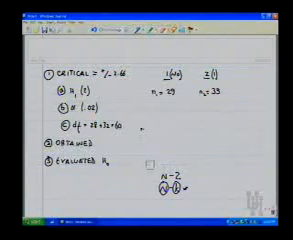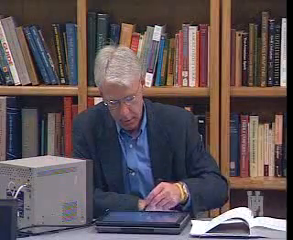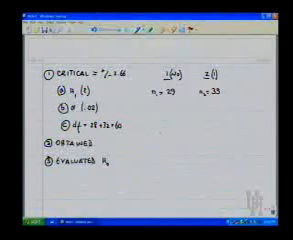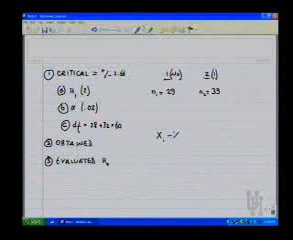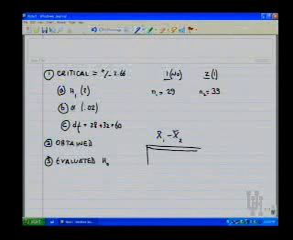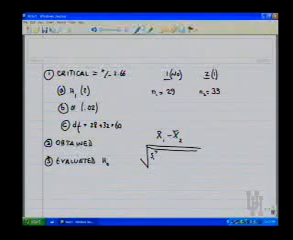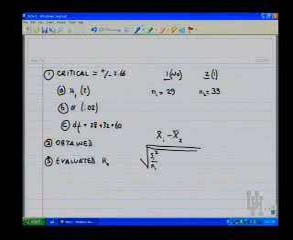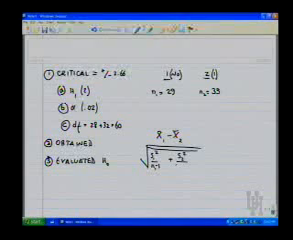We now need to decide on or compute the obtained value of T. And we do that by invoking the same formula that we use to compute Z. That is, x bar 1 minus x bar 2 divided by the square root of S1 squared divided by N1 minus 1 plus S2 squared divided by N2 minus 1.